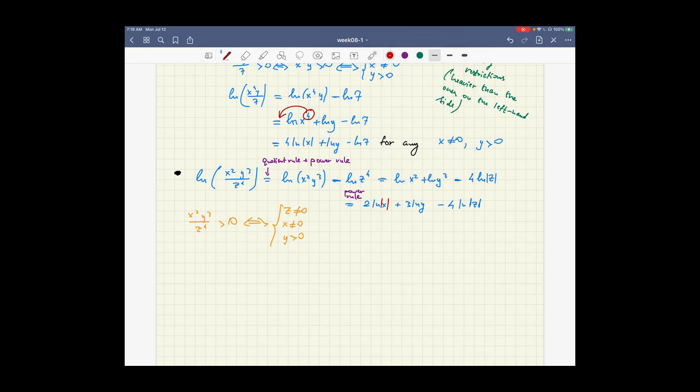And that's it. This expression exists for exactly the same restrictions on x, y, and z as the original expression. Y has to be positive, x has to be non-zero, which is all right. If x is negative, I have x by absolute value, so it's okay. Z also has to be non-zero, and if z is negative, I am all right here because I take z by absolute value.